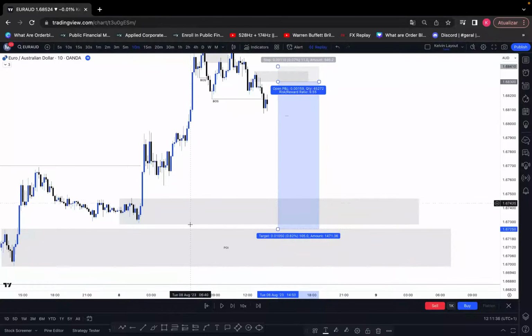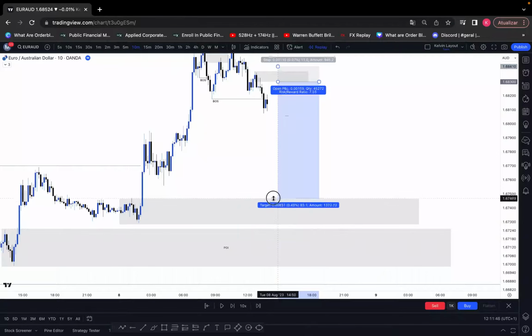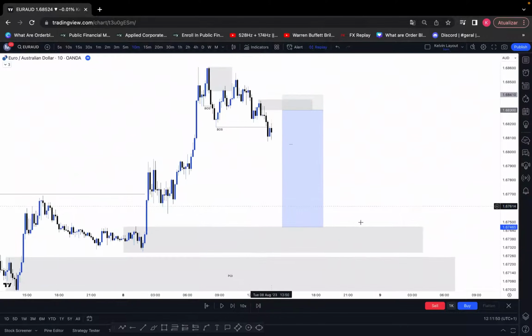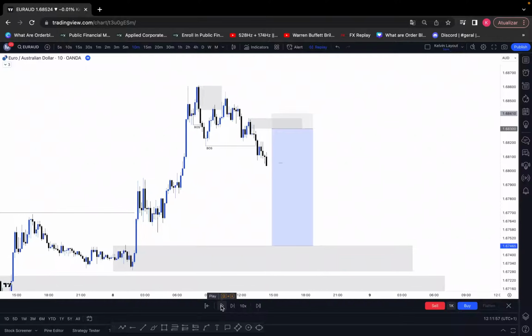So these two zones are actually valid points of reaction, because price can react to this demand and push all the way up, or it can come down to the extreme. So a much safer point of take profit would have to be this demand zone right here. So we can just set the limit order right here and say, okay, let's wait to see price coming back.